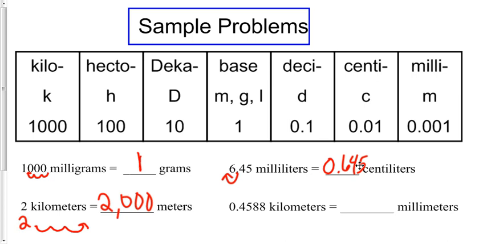Then I have 0.4588 kilometers. I want to know how many millimeters that is. Well, here's kilometers here. Millimeters is all the way at the other end. I've got to move over 1, 2, 3, 4, 5, 6 times to the right. So this decimal point here needs to move over 6 times. 1, 2, 3, 4, 5, 6. So the number of millimeters in 0.4588 kilometers is 458,800 millimeters.